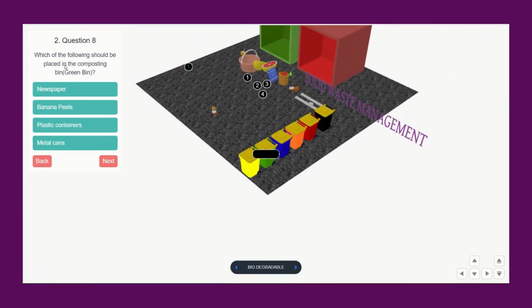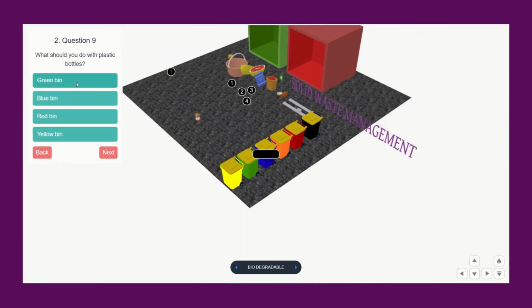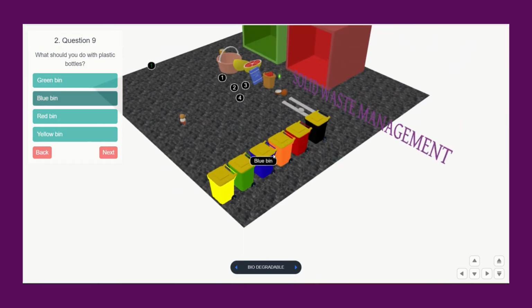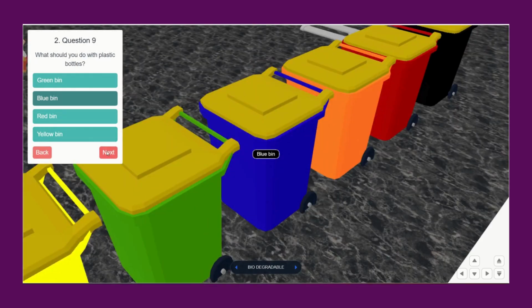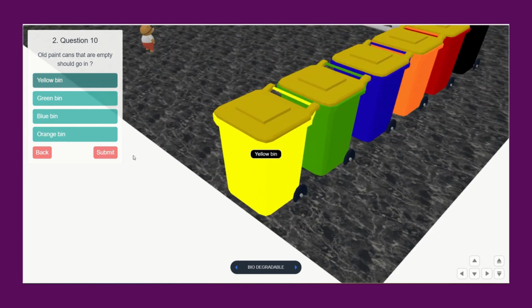Which of the following should be placed in the composting bin? Green bin. Newspaper, banana peels, plastic containers, metal cans. Of course, for the green bin, banana peels. What should you do with the plastic bottles? Everything that can be recycled can be placed in the blue bin. Whereas empty oil paint cans have toxicity, so we can place them in yellow bins.